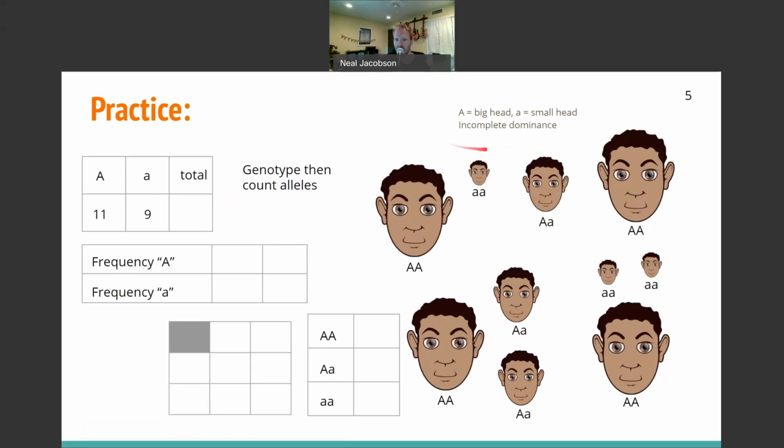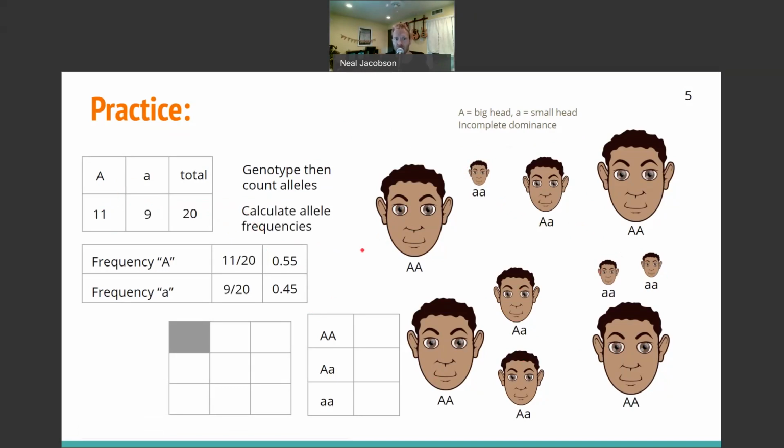How many little a's are there? 2, 4, 6, 7, 8, 9. There's 9 little a's, for a total of 20 alleles. Now let's calculate the frequencies. So the frequency of big A should be 11 divided by 20. Little a is 9 divided by 20, which makes 0.55 and 0.45. Add those together, they should add up to 1.